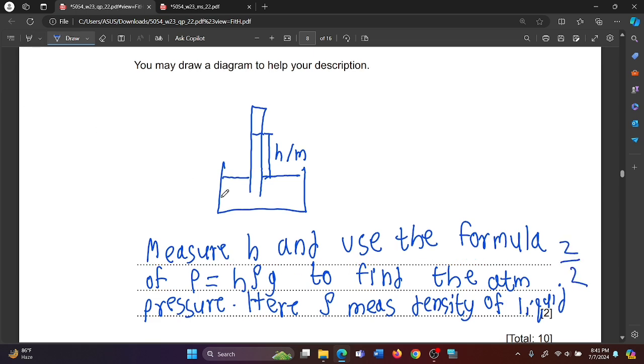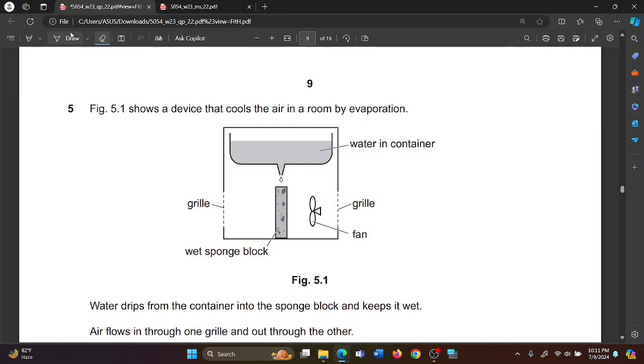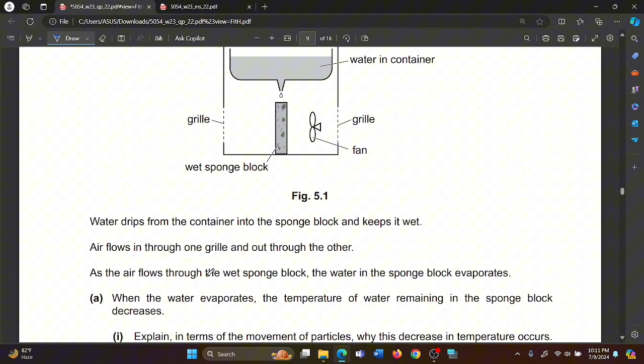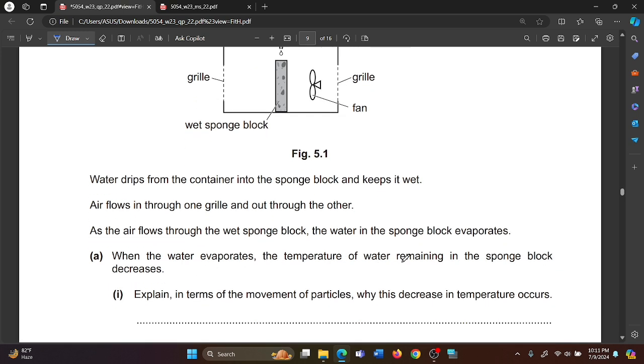Now let's move on to question number 5. Question 5 says that figure 5.1 shows a device that cools the air in a room by evaporation. The figure shows some water in a container, a wet sponge block, 2 grills, and a fan. Water drips from the container into the sponge block and keeps it wet. Air flows in through one grill and out through the other. As the air flows through the wet sponge block, the water in the sponge block evaporates. A. When the water evaporates, the temperature of the water remaining in the sponge block decreases. Explain in terms of movement of particles why this decrease in temperature occurs.